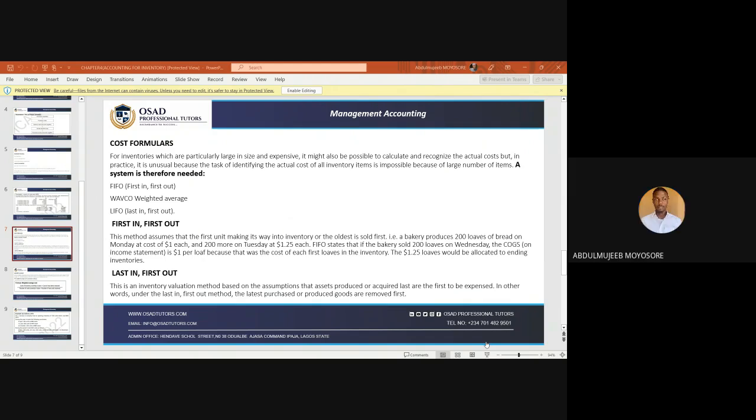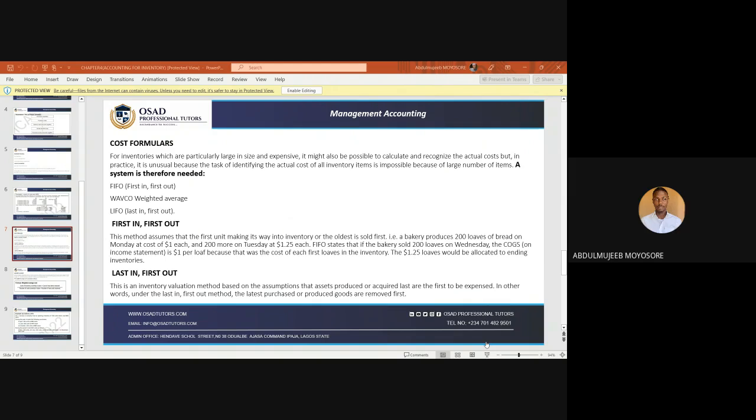So that's why we have WAFCO, weighted average. Weighted average is saying, instead of doing one at 250 naira and one at 200, why not sell it at an average price? You want to sell 600 units. What you do is get the average of those particular prices, because some of them came in at 200, some of them came in at 250 naira.